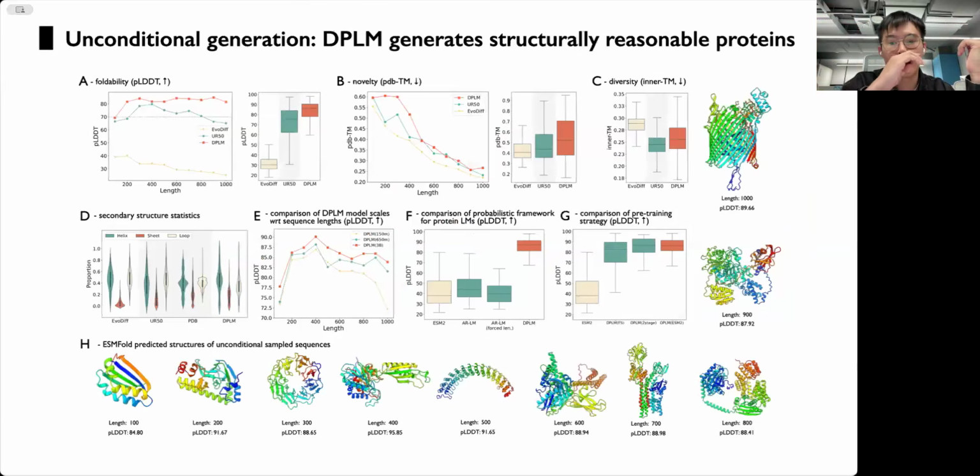We did several evaluations on our unconditional generation, and we can see that, for visualization, our model can generate structurally plausible proteins from 100 amino acids to 1,000 amino acids.